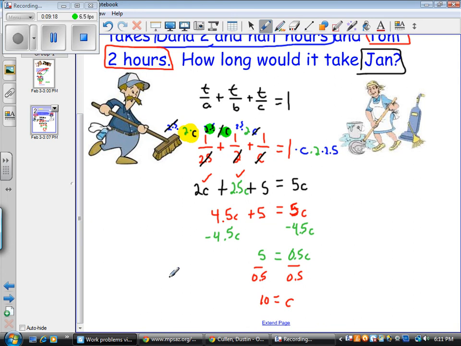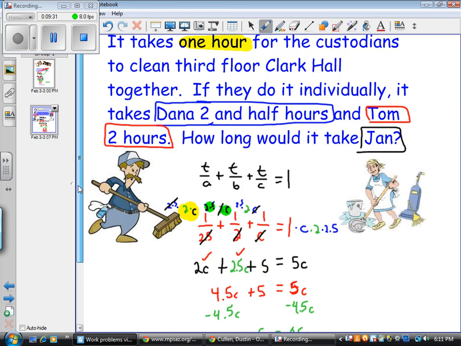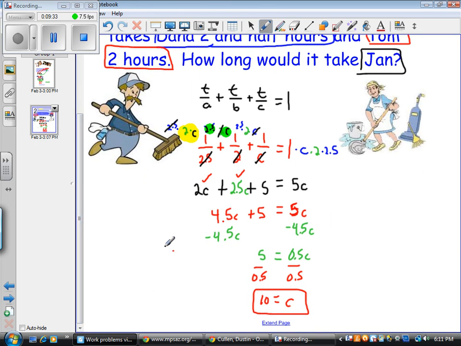Not 10. Going back to the calculator here, 5 divided by a half, yeah, certainly is 10. So it seems as if Jan's pretty slow here. It's going to take Jan about 10 hours to do that. Okay? And that's it for this extension of work problems.